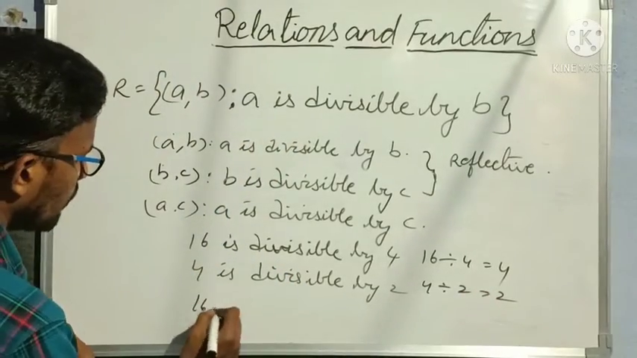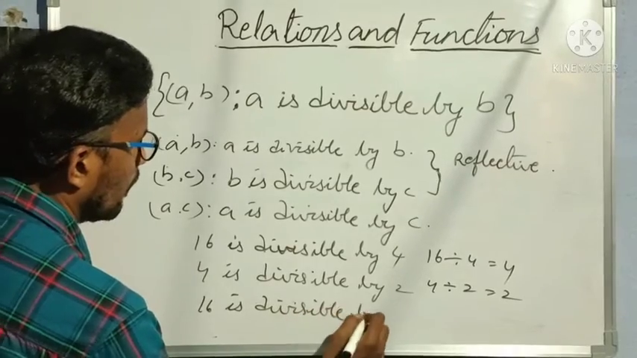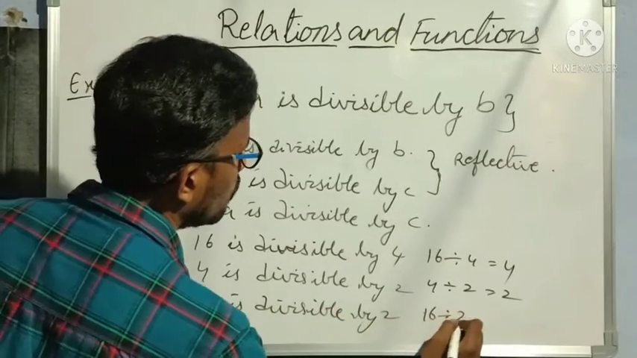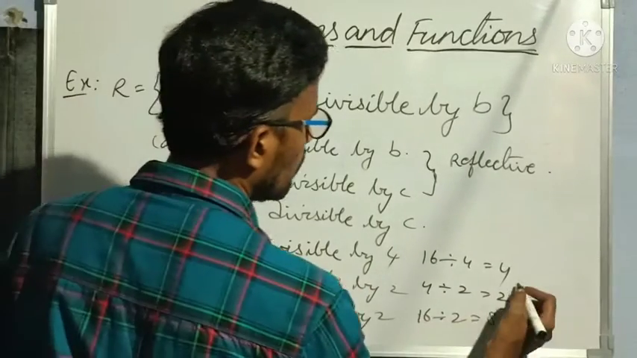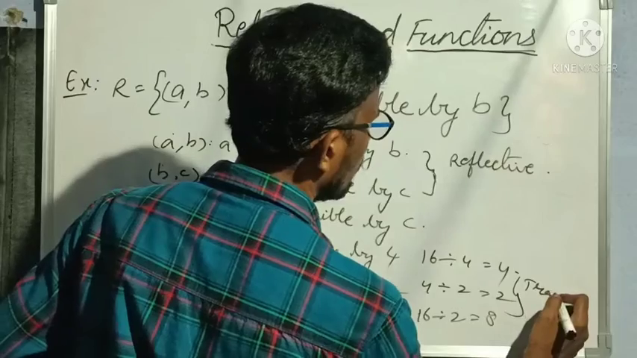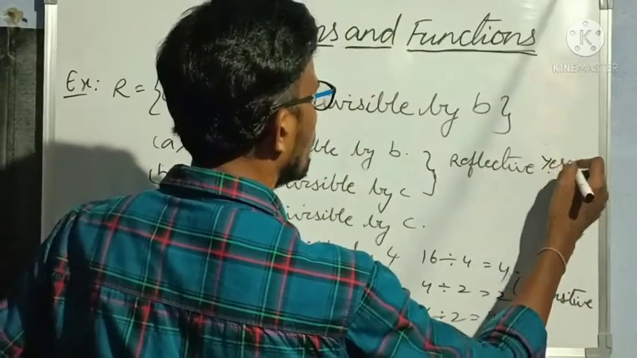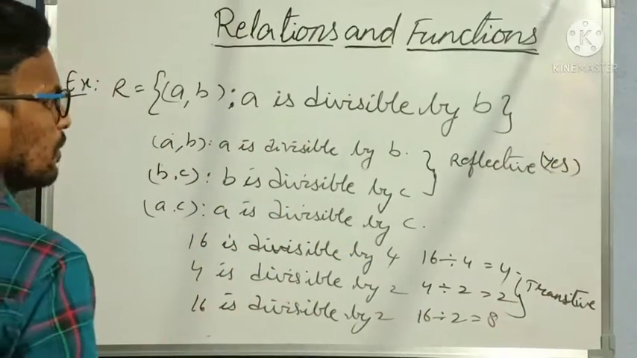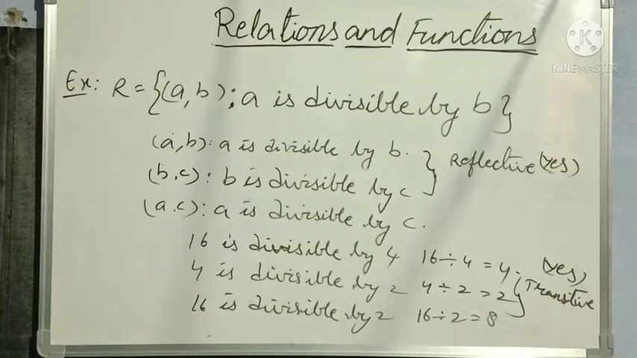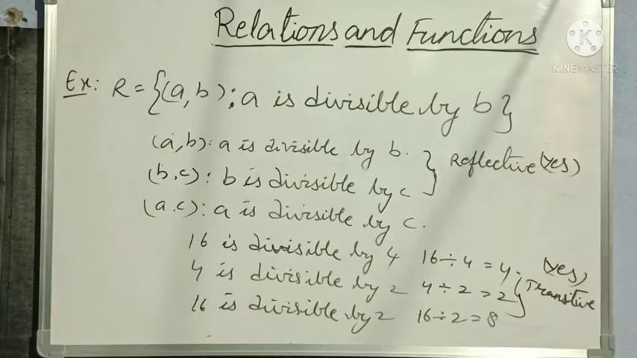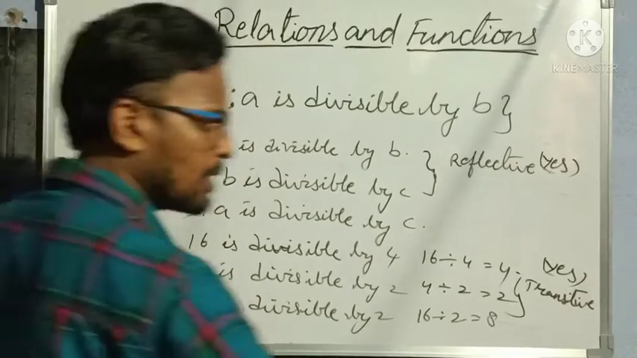And is 16 divisible by 2? Yes. Means if I divide 16 by 2, I am getting remainder 0. Yes, 2 times how many is 16? 8 times. So this is also possible. So this is transitive. So this relation satisfies reflexive and transitive only, but not symmetric. Understood how to check whether a relation is reflexive, symmetric or transitive? This is the way we have to check.